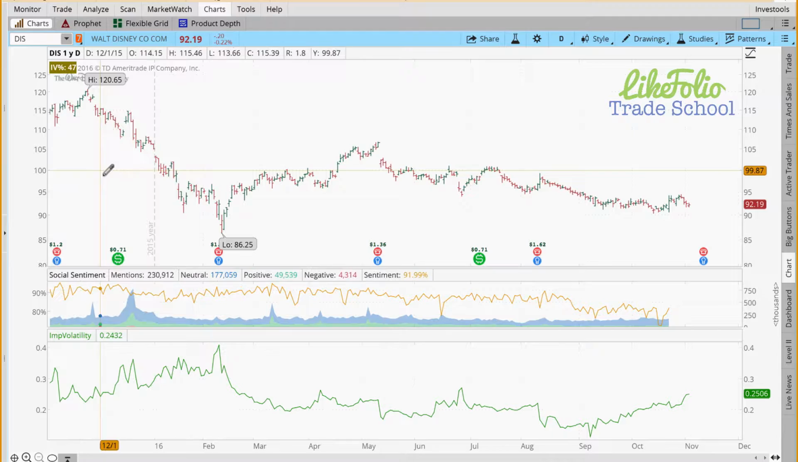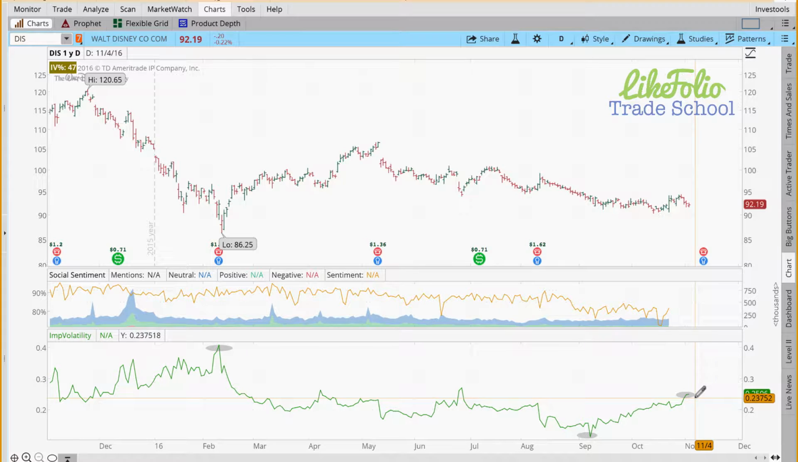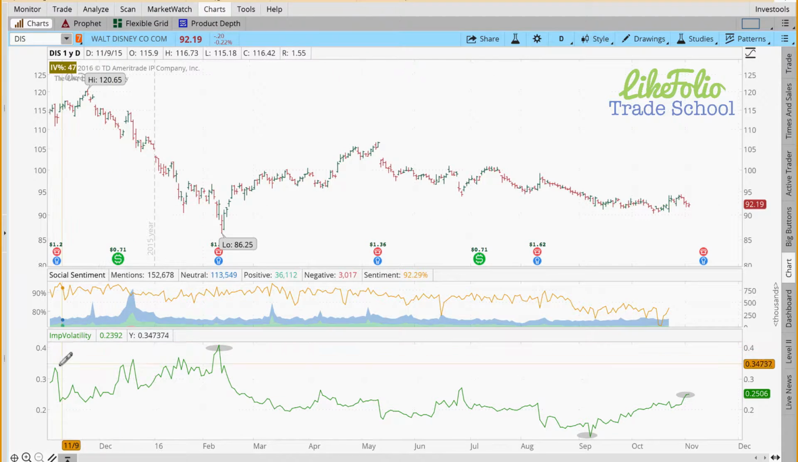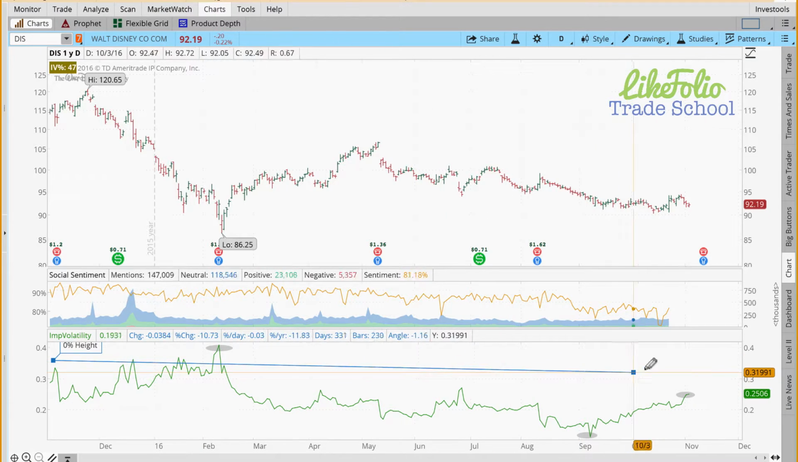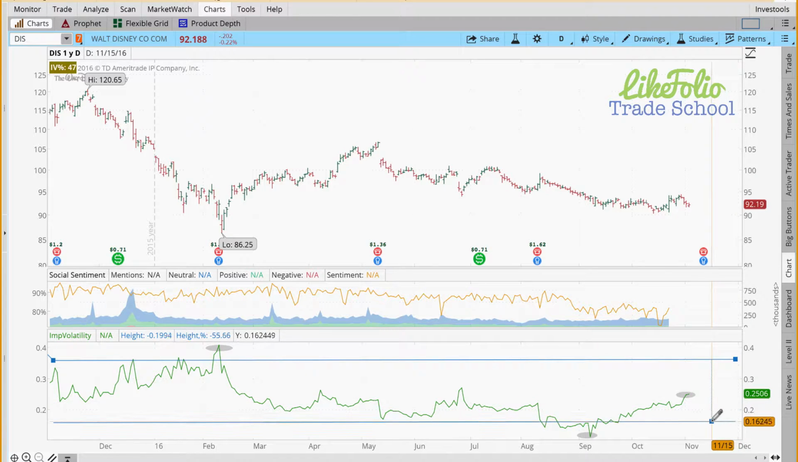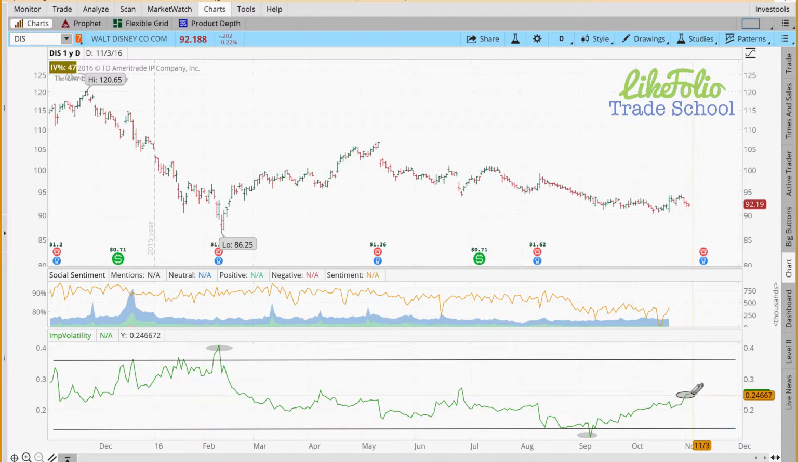Let's pull up the oval tool. The absolute high in implied volatility in Disney is 40. The absolute low is about 10%. Currently, we're at 25%. If we look at the areas where we've seen more consistent highs, I'd say right around this 35 level, where we saw several touches. And consistent lows, I would say more so around this 14 or so level. So what you can see here is we're pretty much right in the middle, which tells us that the implied volatility is pretty much right at the mean.